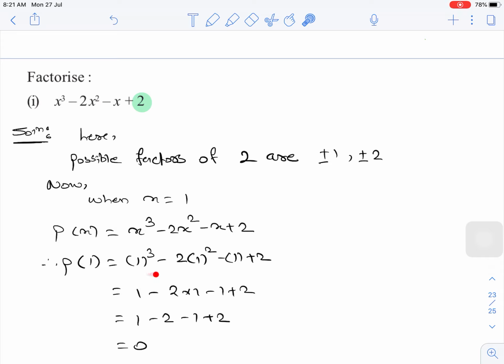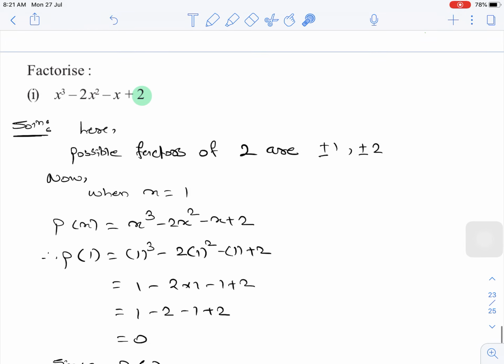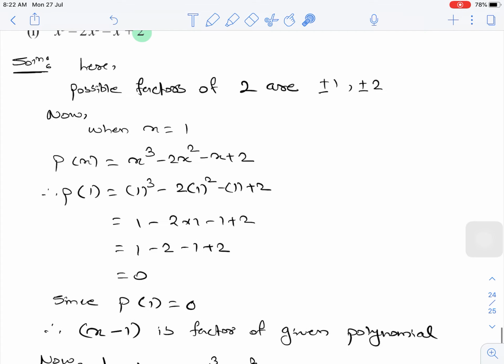After putting this value, when you get the remainder 0, that is the final value 0, what does it mean? When you put x equals to 1, you get the value of the polynomial as 0. It means that 1 is a zero of the polynomial. In other words, we can say that the same number but with opposite sign is a factor of this polynomial. So I have written here, since p of 1 is equal to 0, therefore the same number but with opposite sign and a variable is a factor of the given polynomial.